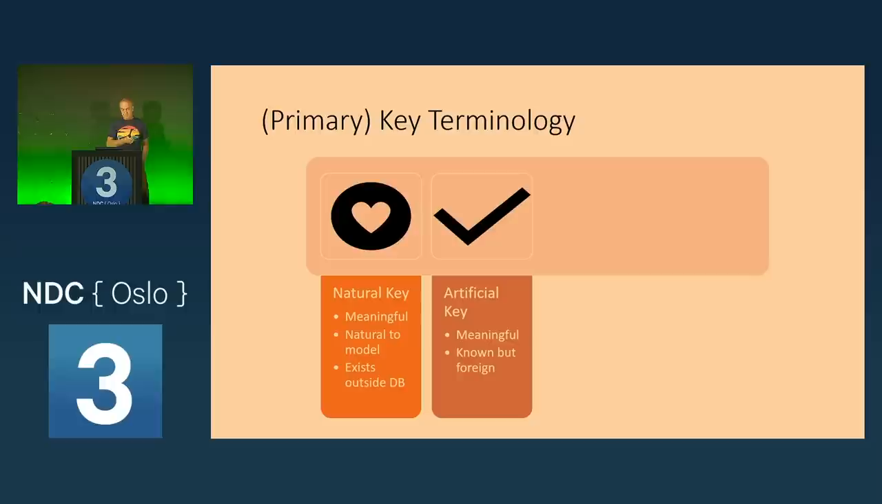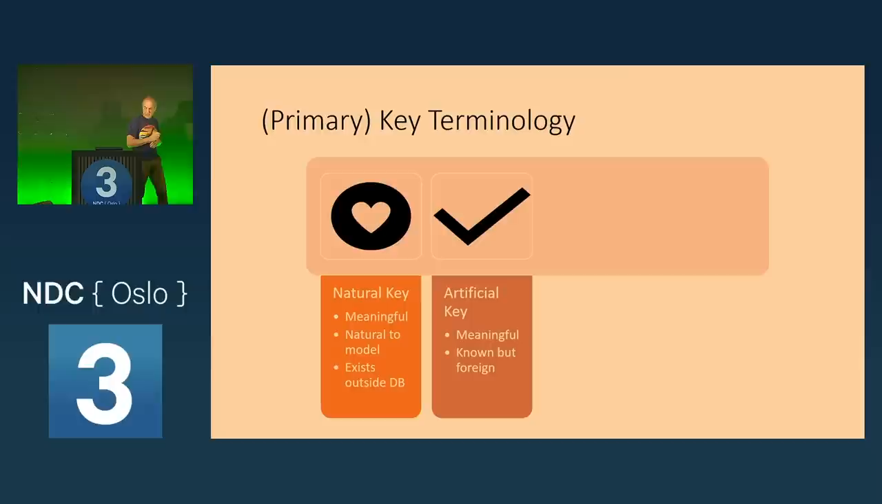Artificial keys are meaningful. They're known in the real world, but they're kind of foreign to the entity itself. So for countries, in a domain of country, if my entity was country, that's a natural key. But if it's me, my citizenship is not me. I'm a person, I'm attached to a citizenship, it's foreign to me, it's associated, it's artificial, but it's still observable in some way, shape, or form, associated in the real world.